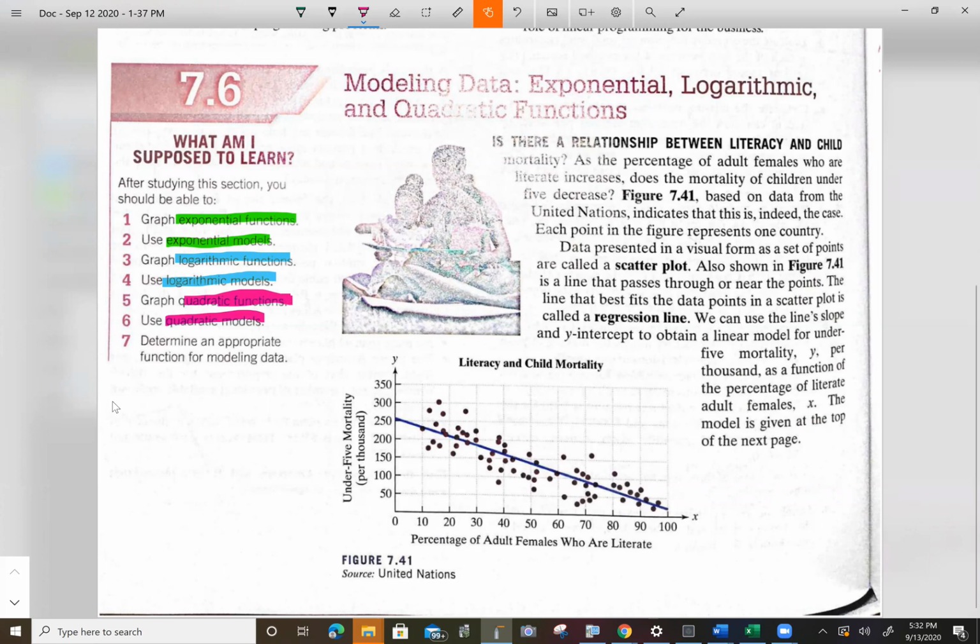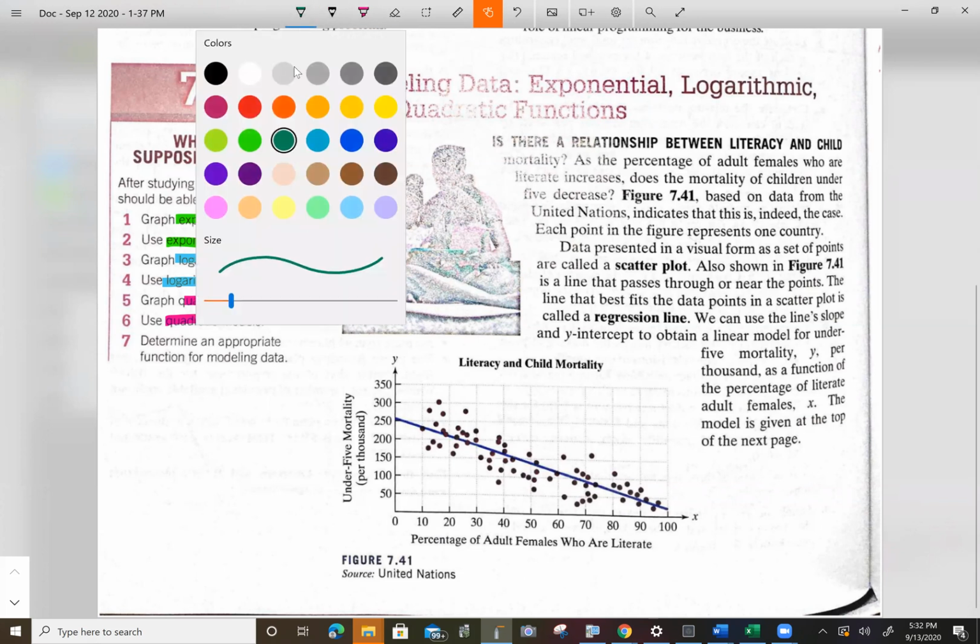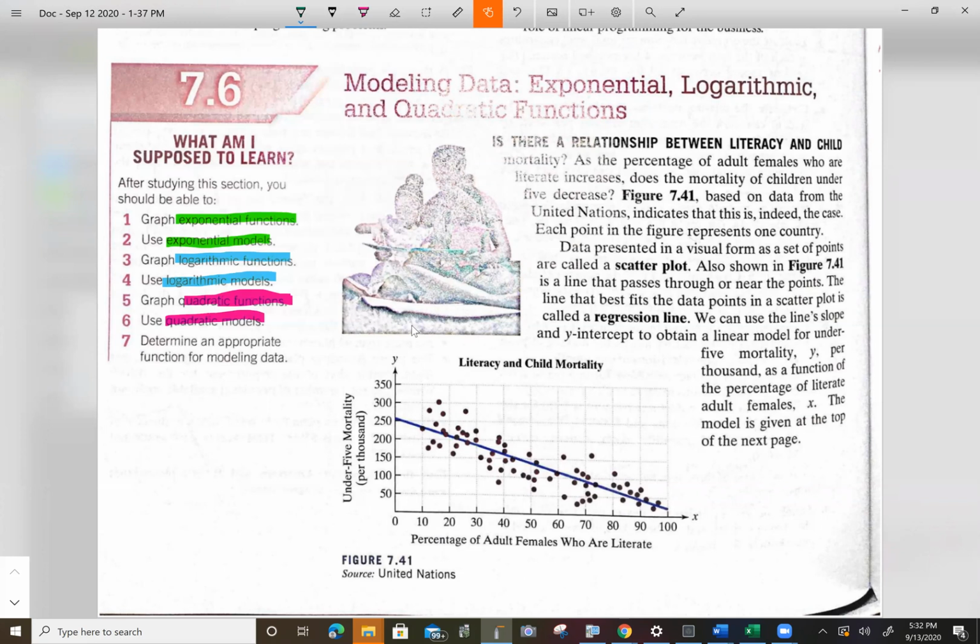And then kind of an overall, how do you tell which one to use? And we'll talk about that in class. So none of these should be unfamiliar to you, but it may take a minute to remember the differences. So exponential functions and quadratic functions should really be fresh in your mind right now.